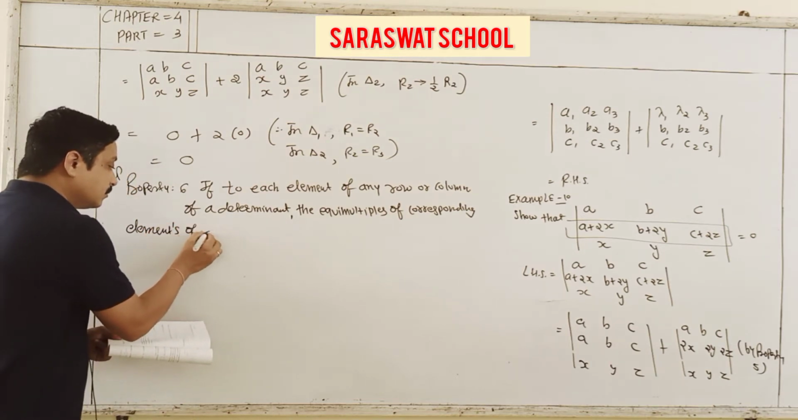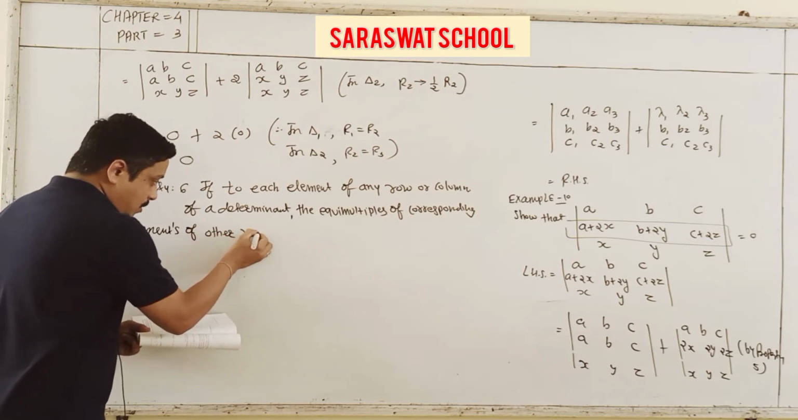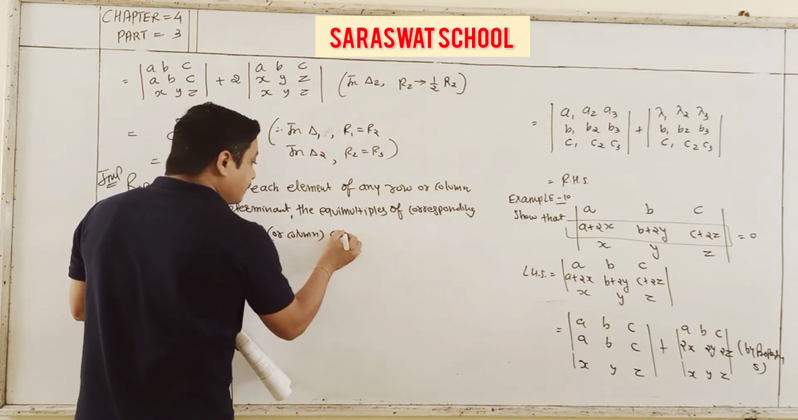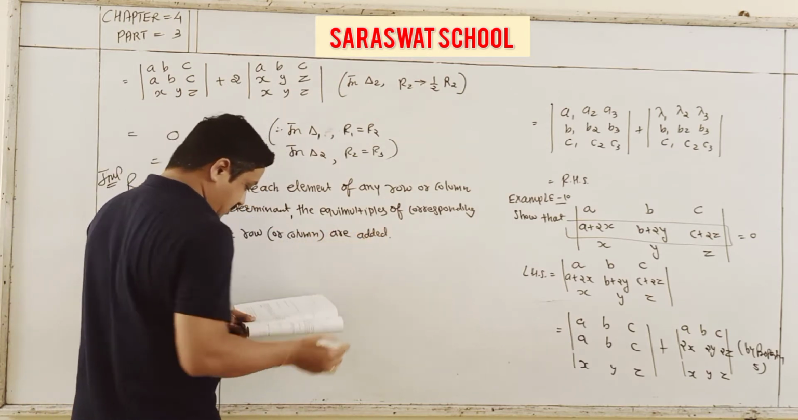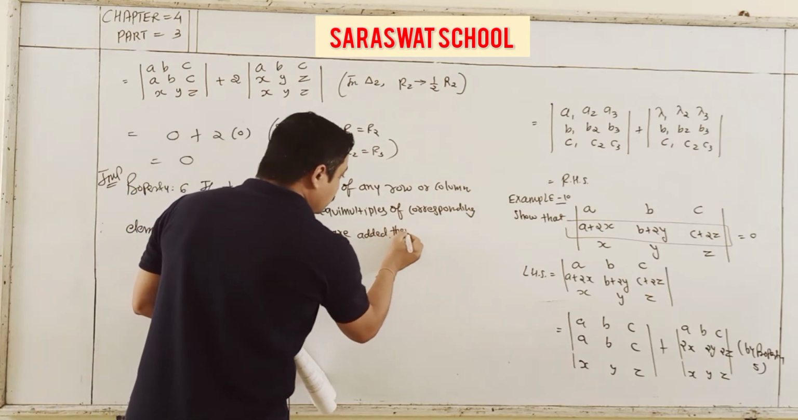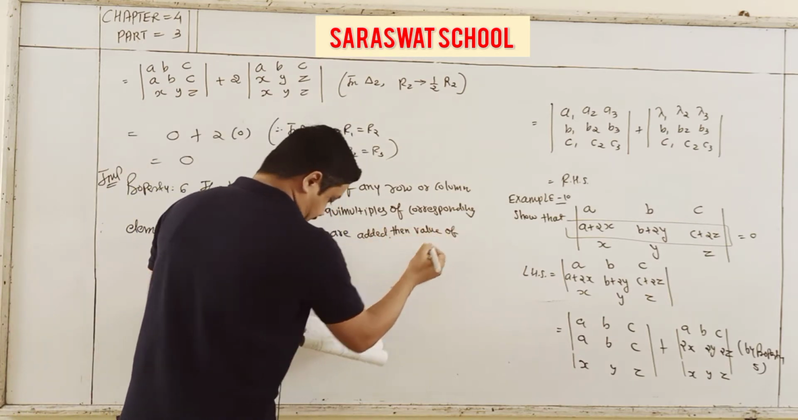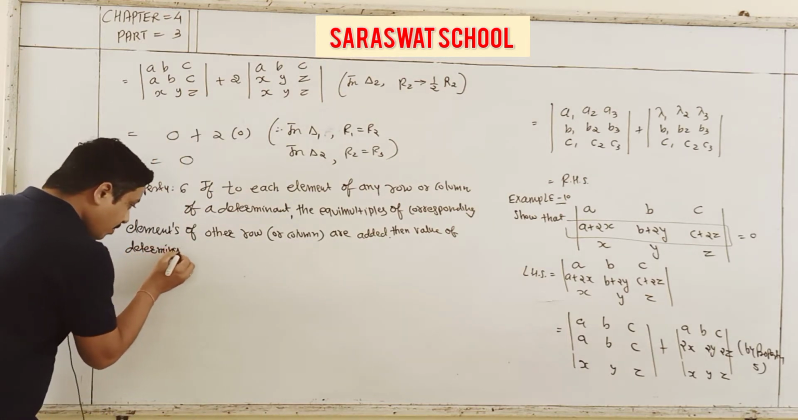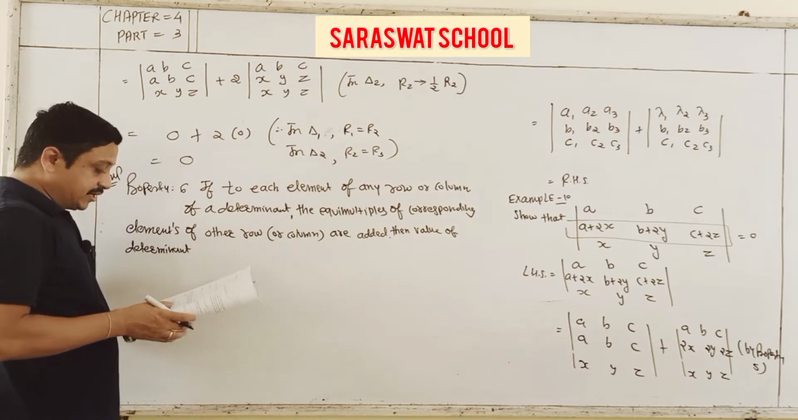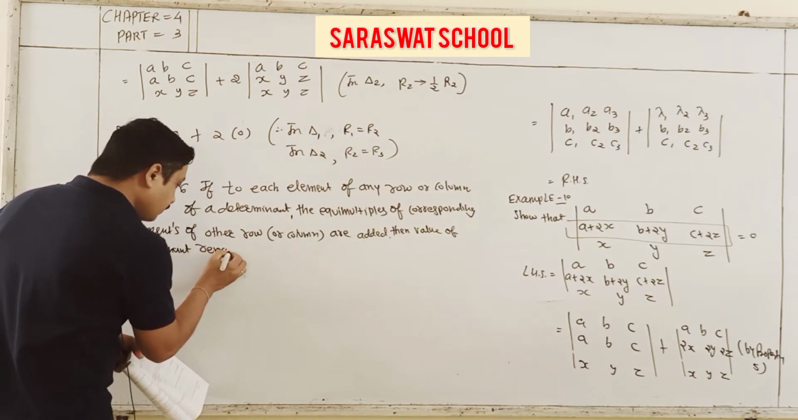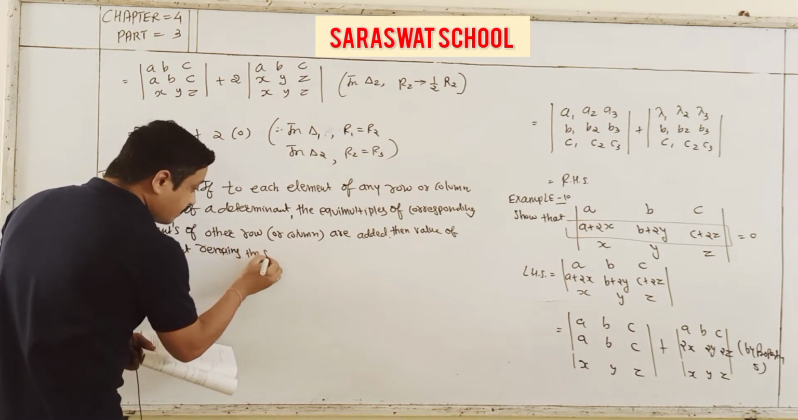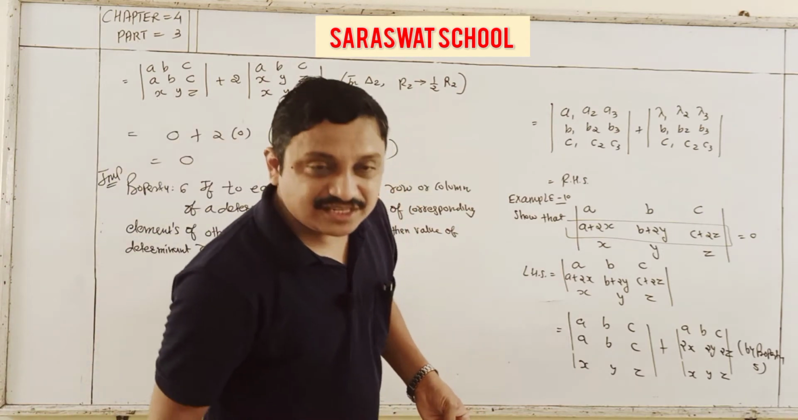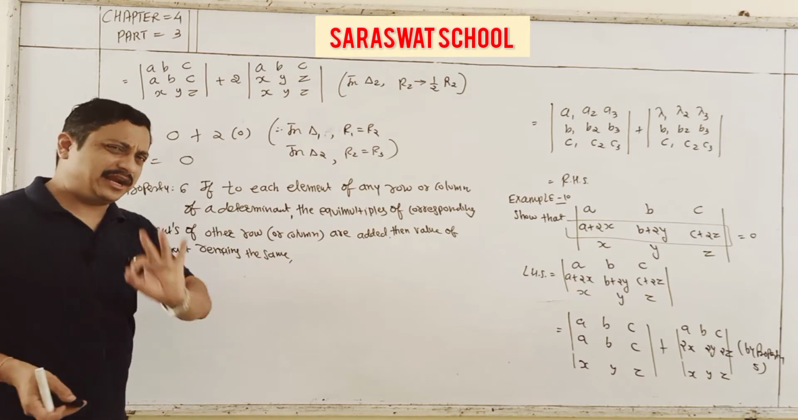Of other row or column are added, then the value of the determinant is the same. And that's why, applying the properties, we can easily prove these elements. Don't worry, I will explain in detail here.